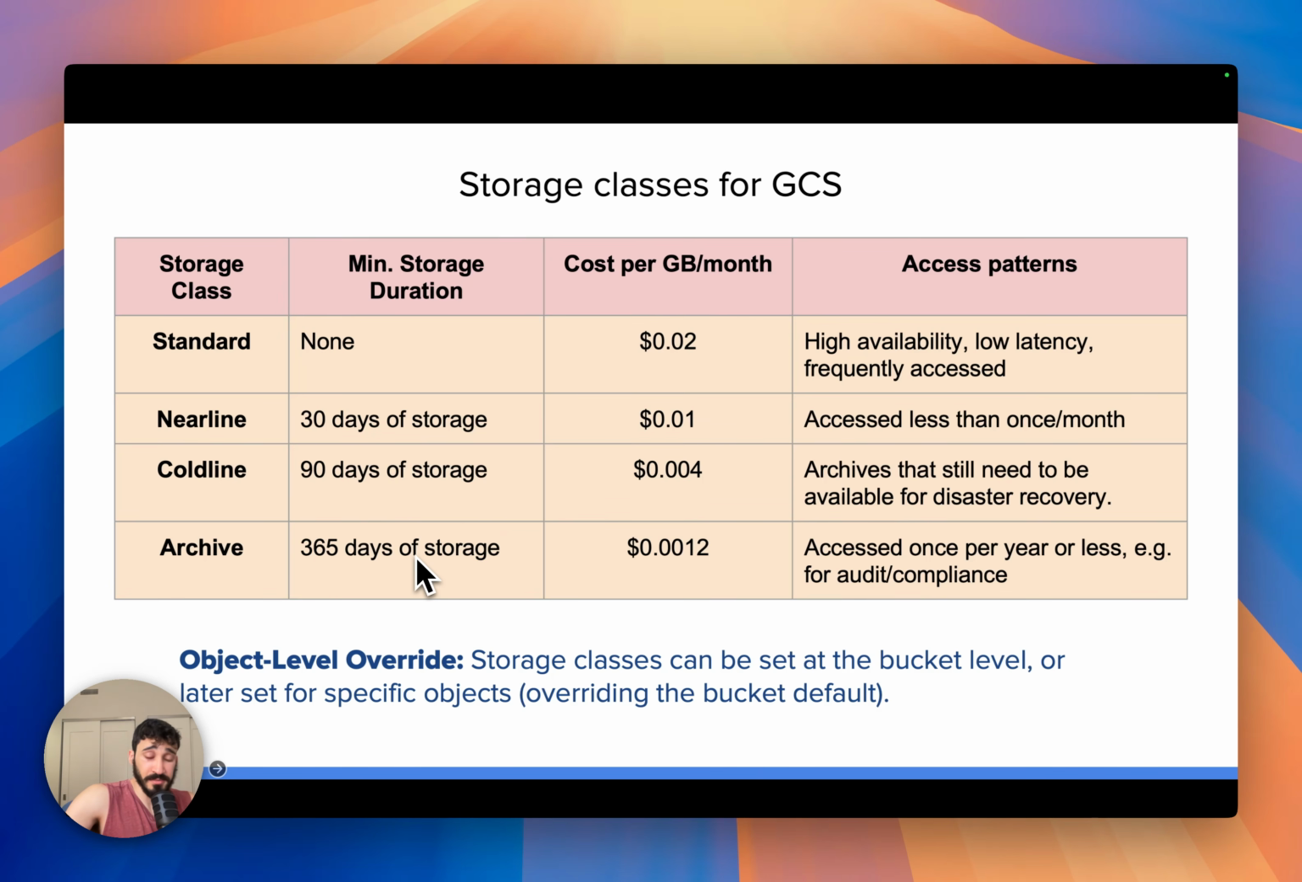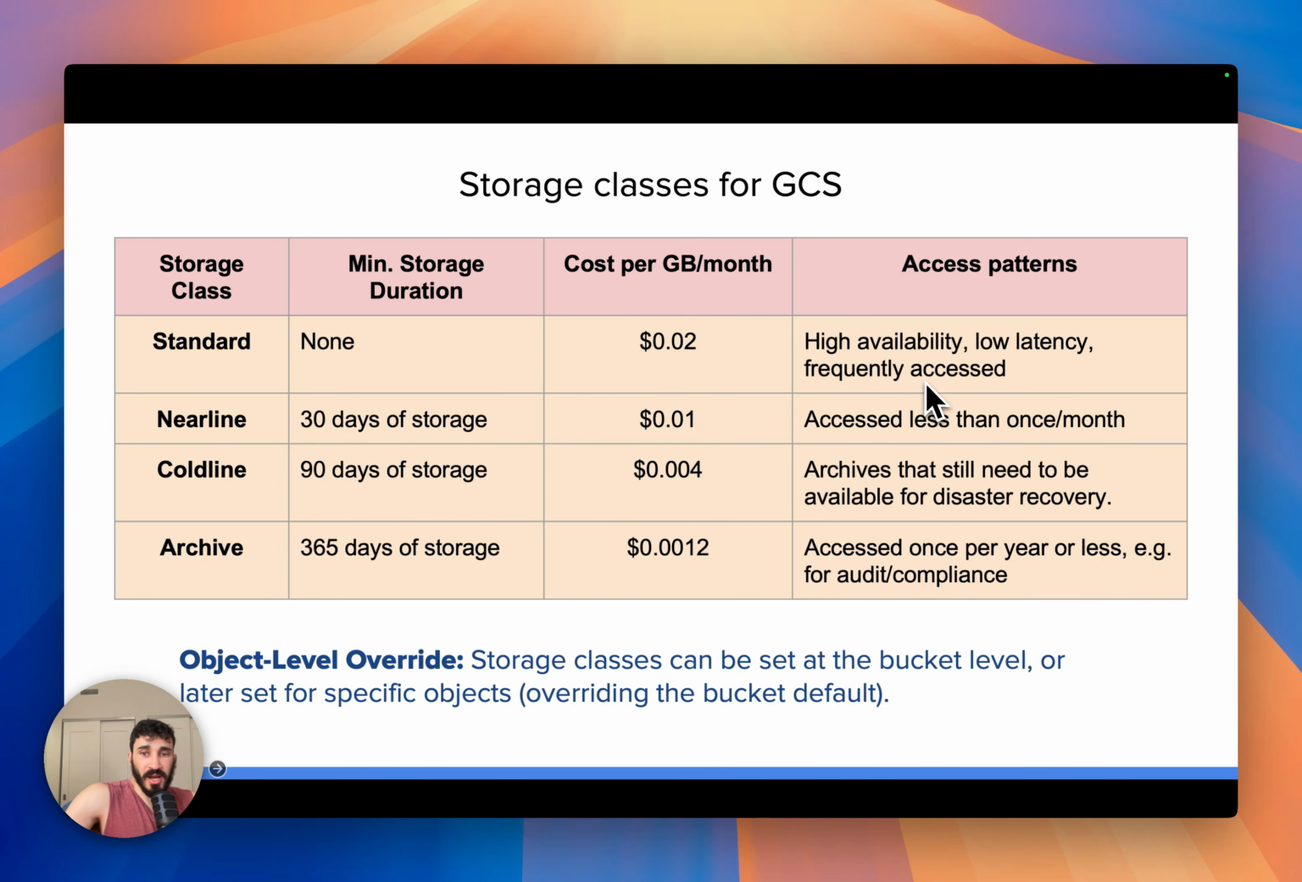What that means is if you store data in a nearline bucket, even if you take your data out at like day 15, you will have to pay for 30 days of storage. Same thing with cold line in 90 days, same thing with archive in 365 days. So you have to be mindful of what storage class you are selecting when you create a bucket. And the access patterns on the right here kind of tell you when you should choose each, aside from just cost considerations.